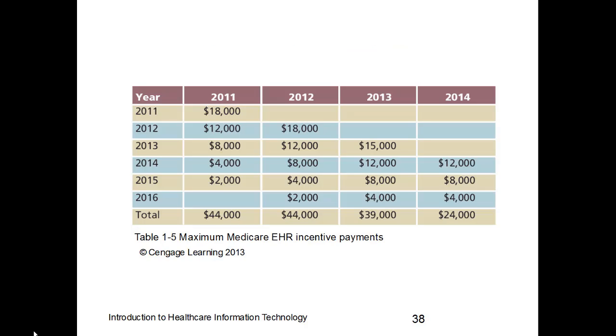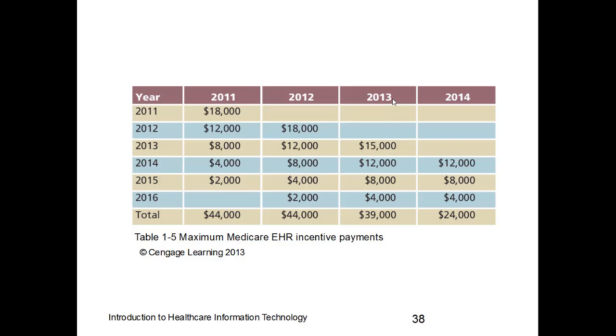On this table, we have a schedule listing of the maximum Medicare EHR incentive payments that were available. And the way you read this chart is the first number that's listed is your first payment you could have received once you are eligible. So for example, if you were first approved for these incentives in 2011, your first payment would have been $18,000 for that calendar year. In 2012, it would have been $12,000, $8,000 in 2013, and so on.